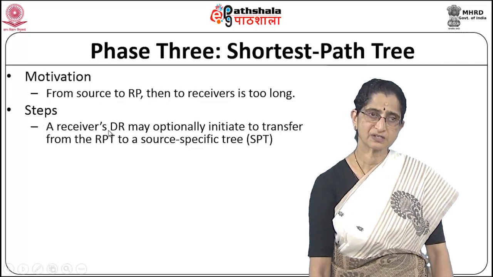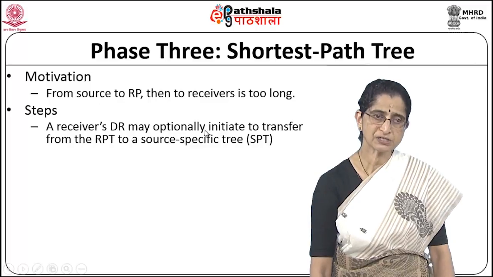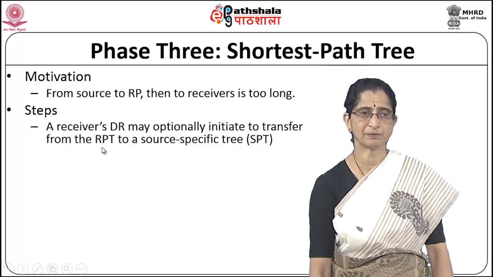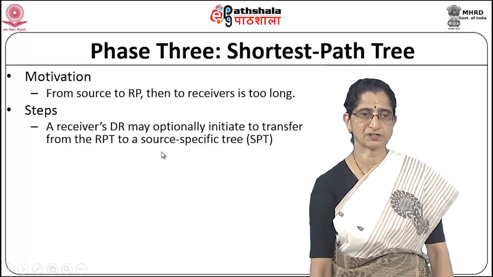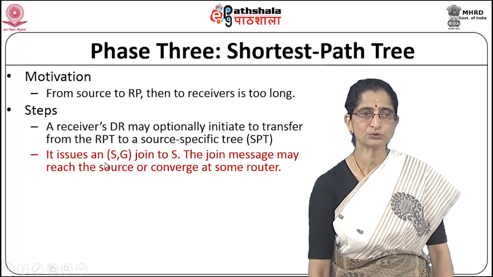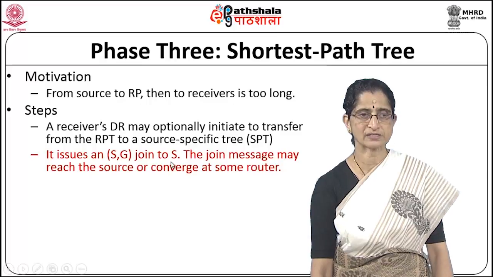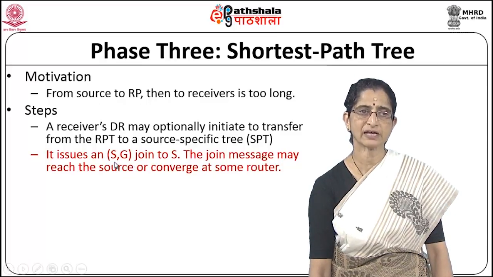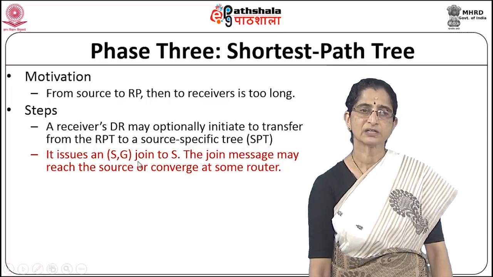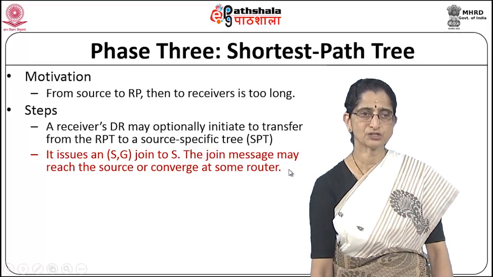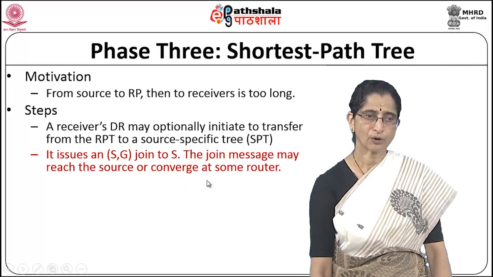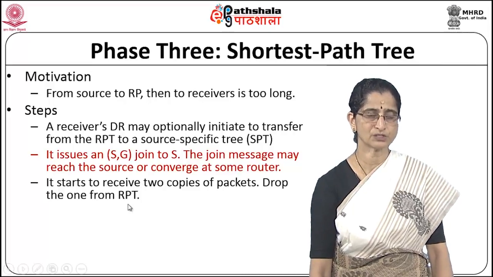A receiver's designated router may optionally initiate a transfer from the RPT to a source specific tree. That is, it wants to now construct a source specific tree. So what will it do? It will issue an S comma G join to S, that is a source specific join saying I am interested in this source sending to this group. That kind of a join message will be sent to S, and similarly this join message may reach the source or converge at some router, right. One of these two things can happen.